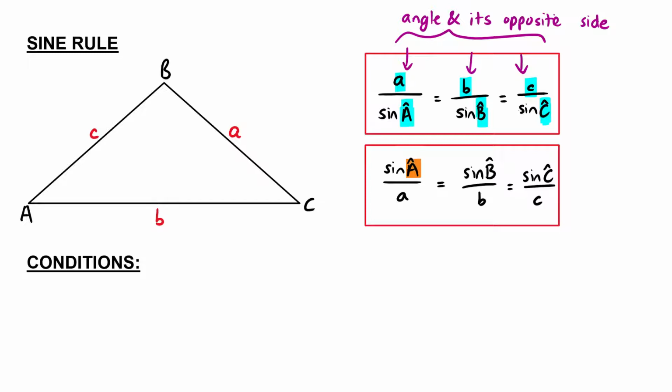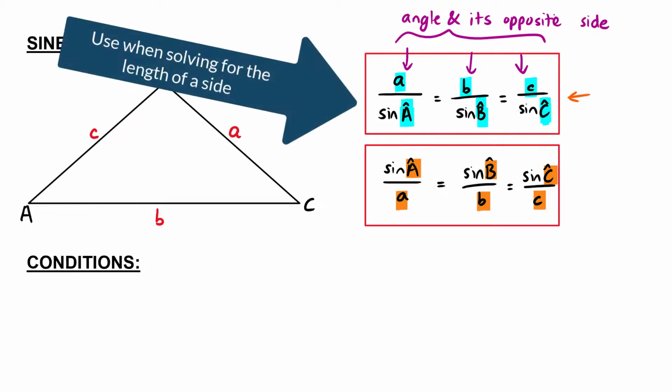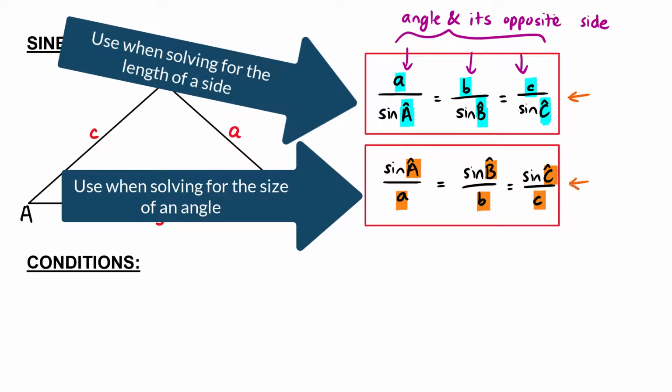Again, the same letter in each of the expressions. What's important to know as well from this is that the top version of the formula, this version over here, is used when we are trying to find the length of a side, whereas the second variation of the formula is used when we are trying to find an angle. So most importantly here, you need to make sure you know when to use each variation of the formula.